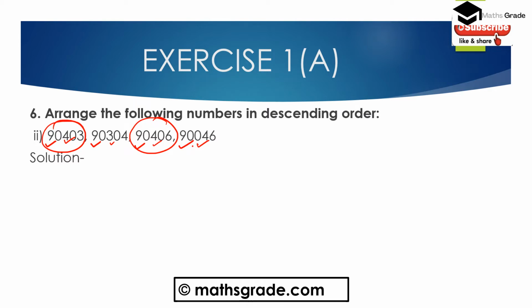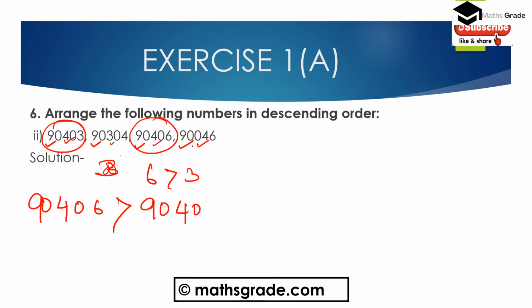In 90,403, 1's place value digit is 3. And in 90,406, 1's place value digit is 6. 6 is greater than 3. So 90,406 is the greatest number. Then next greatest number is 90,403.